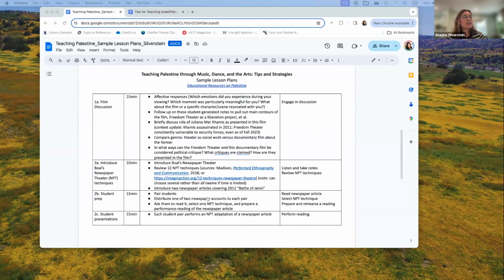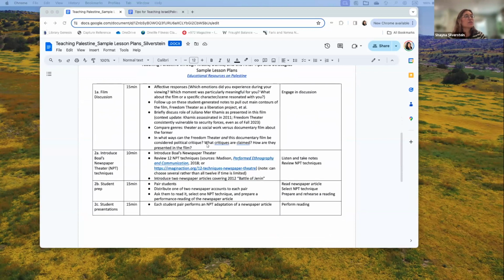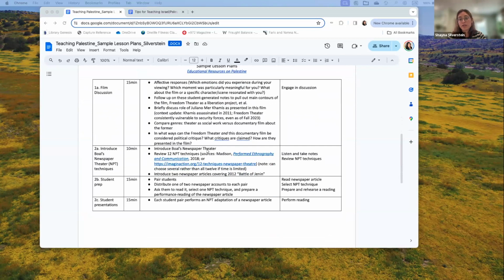And the second part then, after we wrap up the discussion, I give you some different talking points on discussing Arna's Children, is to introduce Augusto Boal's newspaper theater. Newspaper theater is entirely separate from Palestine. Boal is Brazilian, but it is a common technique that is used in the performance studies classroom.